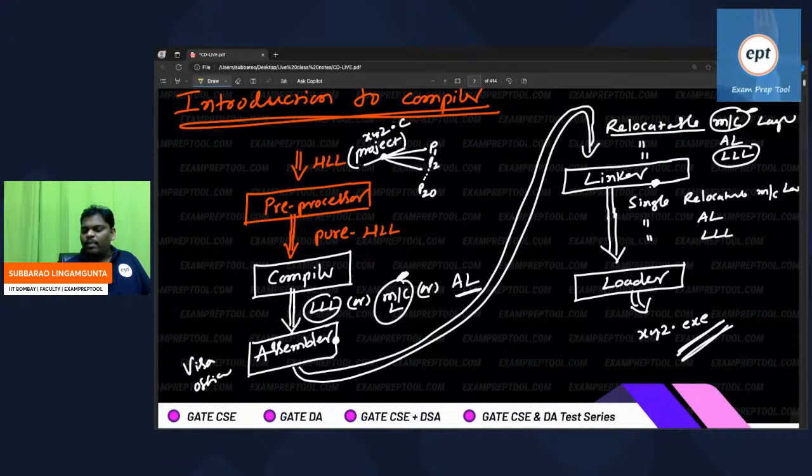Programming level, see this one. This level, whatever is possible, compiler, assembler, all will do that. Necessary changes they will do. The remaining part is done by the operating system, that is called memory management, file management, process management, all the things.